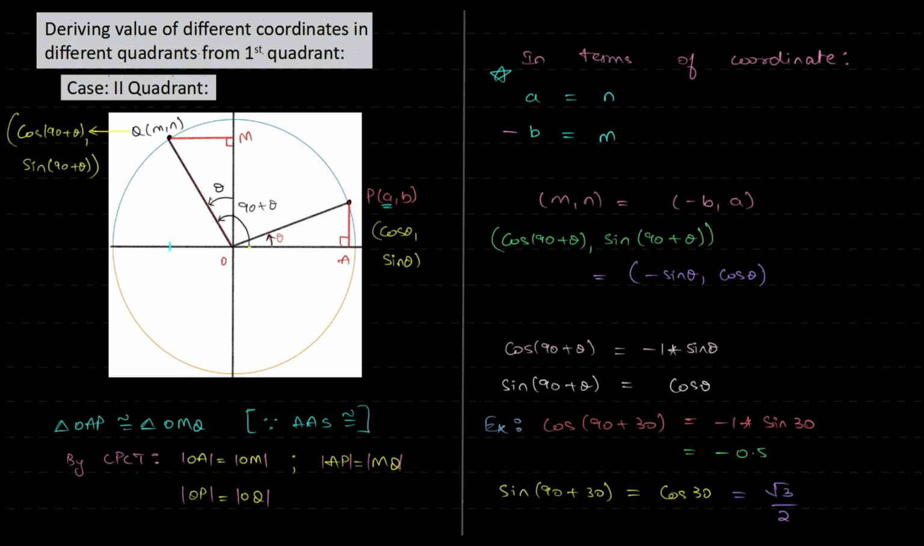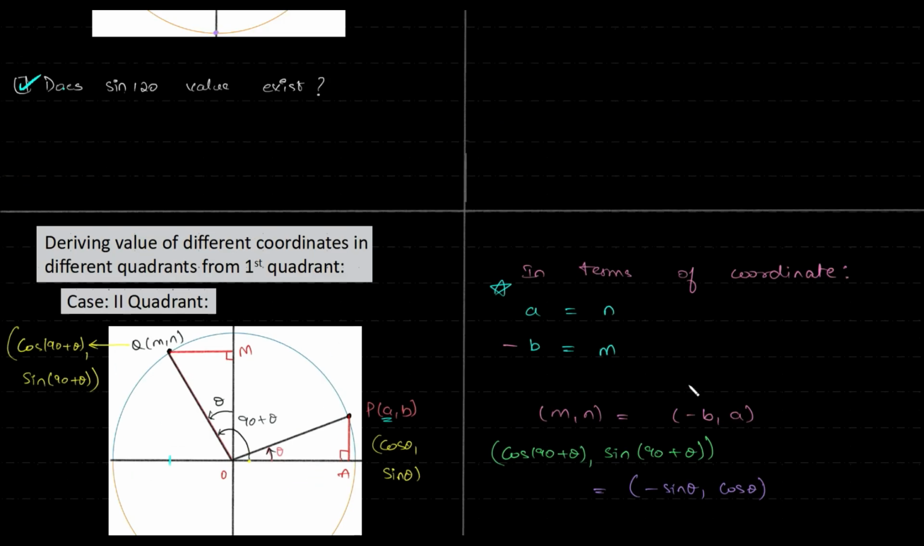That's it. Right? So we are able to find the value of the second quadrant by establishing a relationship which is nothing but this. So you guys have to remember this. Cos of 90 plus theta is minus 1 into sine theta. Sine of 90 plus theta is same as finding cos of theta. Okay guys.